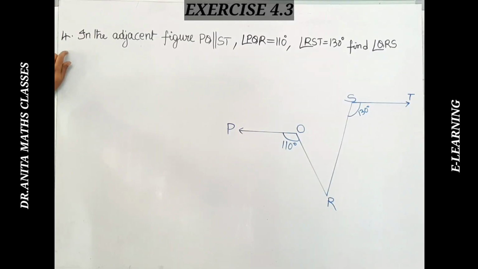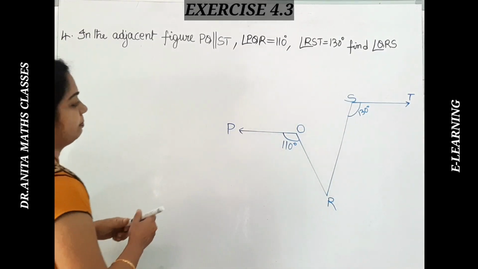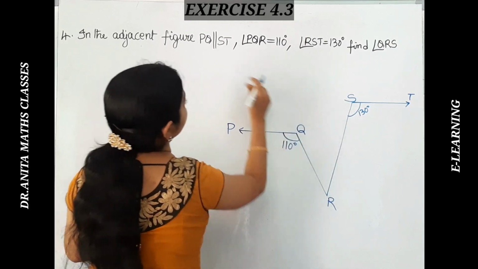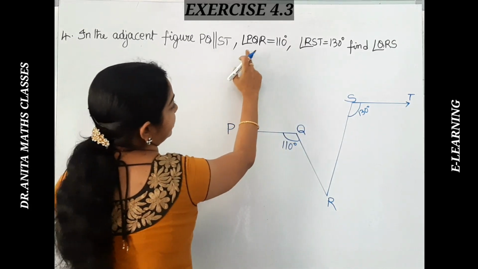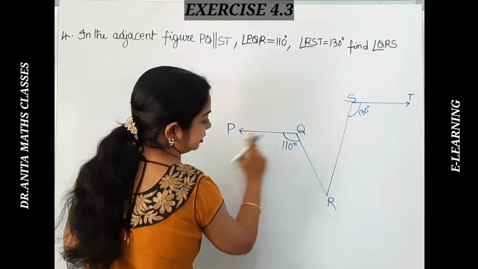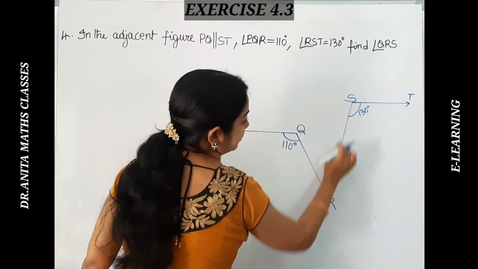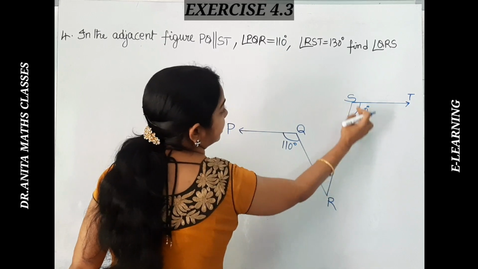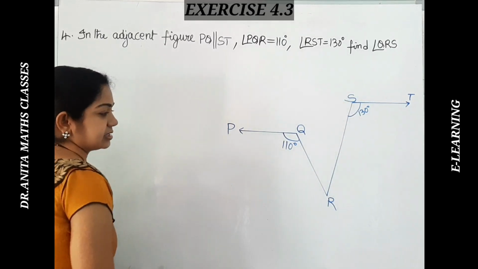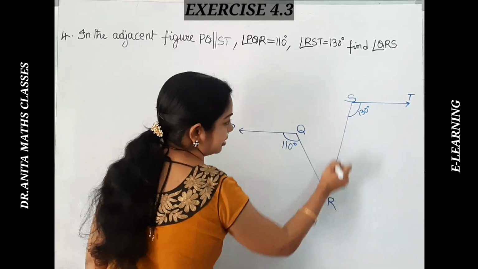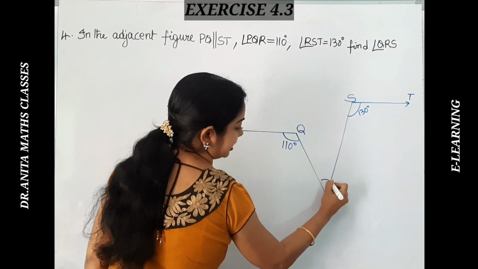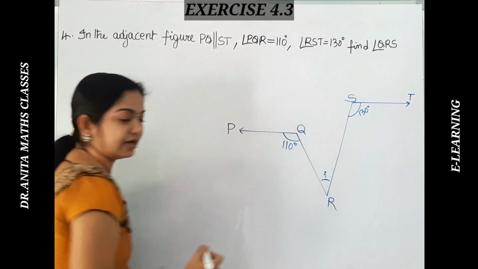See, in the adjacent figure, PQ is parallel to ST, angle PQR is 110 degrees, and angle RST is 130 degrees. Find QRS. Where is QRS? So we need to find this angle. This angle we have to find.